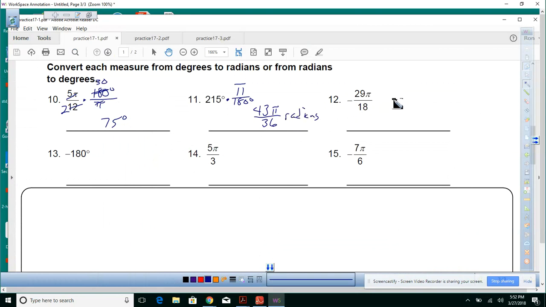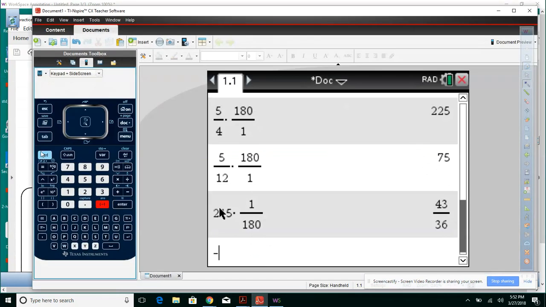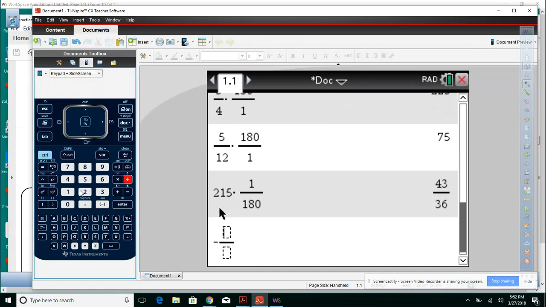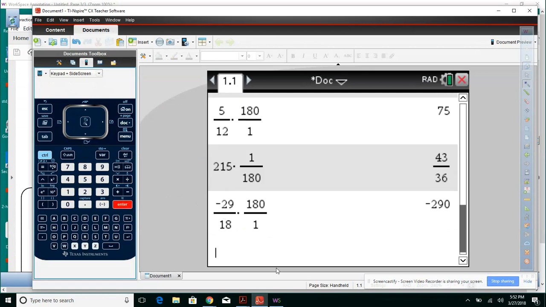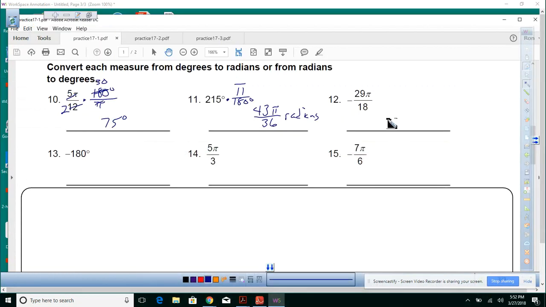Okay. Stop the video and you try number 12. And when you get back, we'll do it together. Glad you're back. Let's see. We've got negative control divide 29 over 18 times, and then we're going to put 180 over 1, and that gives you negative 290. So this is negative 290 degrees.